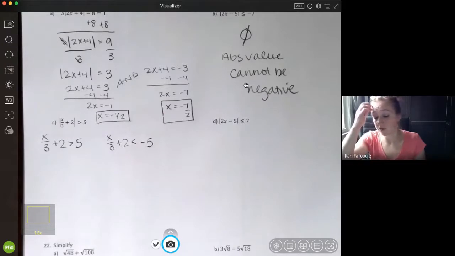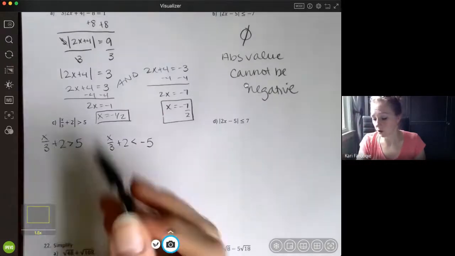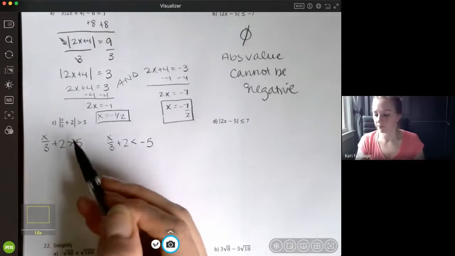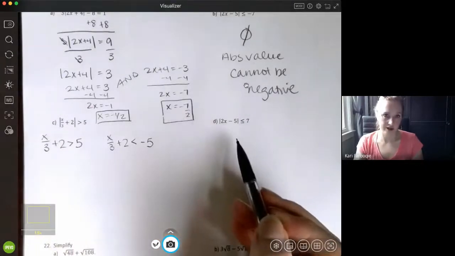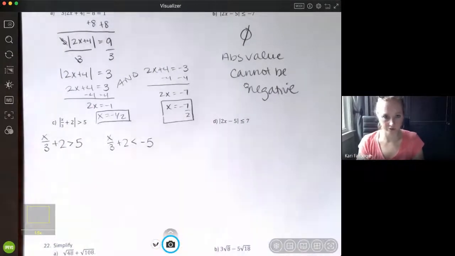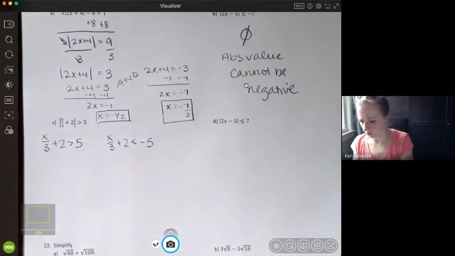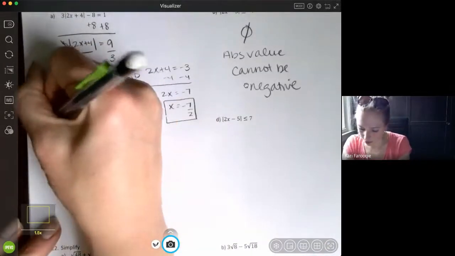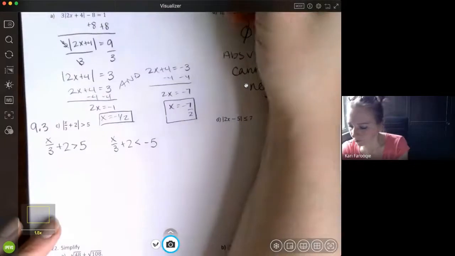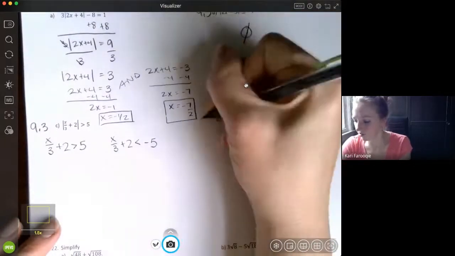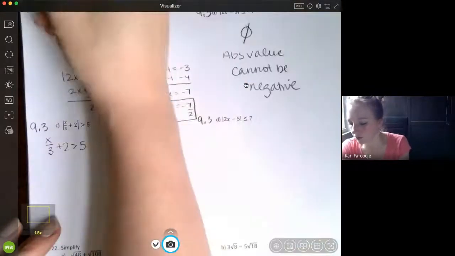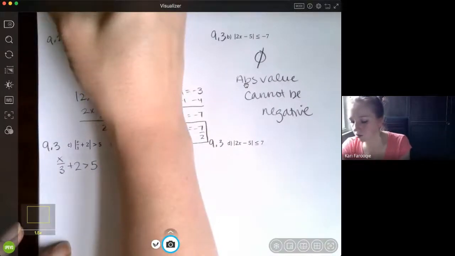Now remember, this was our procedure for when we have a greater than sign. For D, we have a less than. So for D, we have a little bit of a different procedure. This was from 9.3. Yes, this was that day I was getting observed. That was from 9.2.